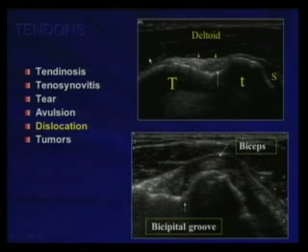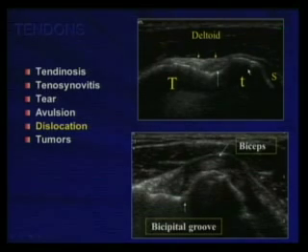Dislocations: the most common dislocations of tendons that we see are the peroneal tendons and the biceps tendon. So this is a short axis view of the bicipital groove. You can see here the lesser tuberosity, the greater tuberosity, and this ovoid structure is the biceps tendon. This triangular structure here is the subscapularis in long axis view.